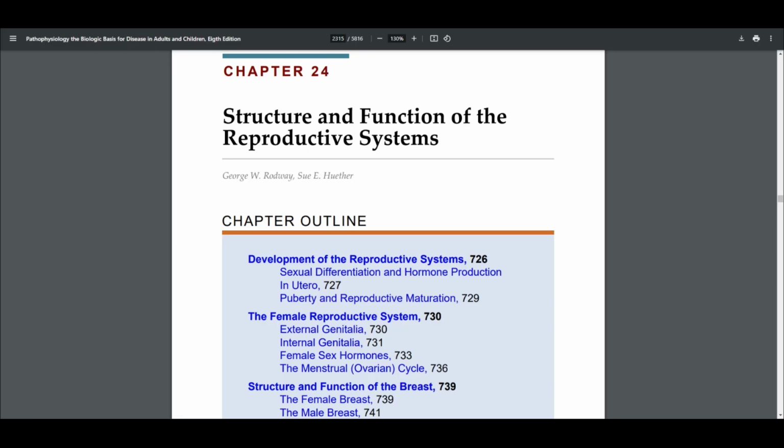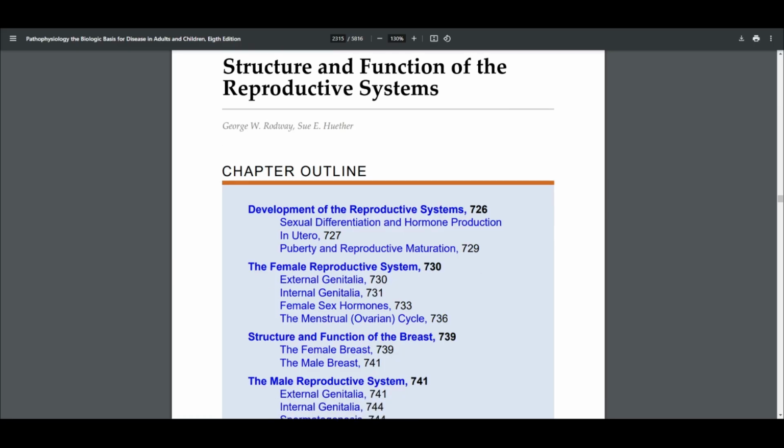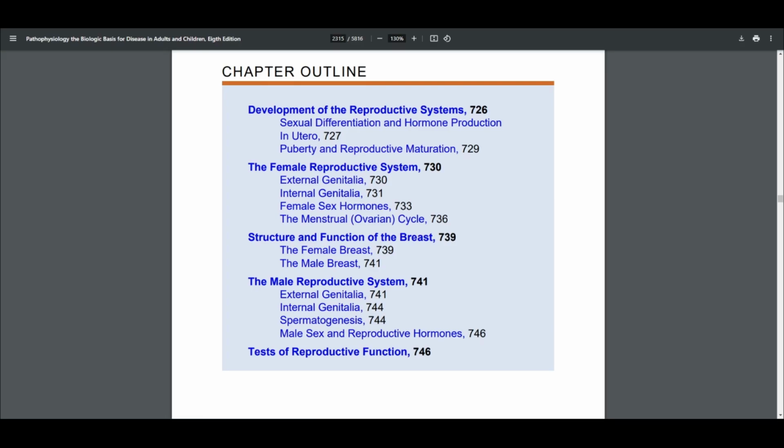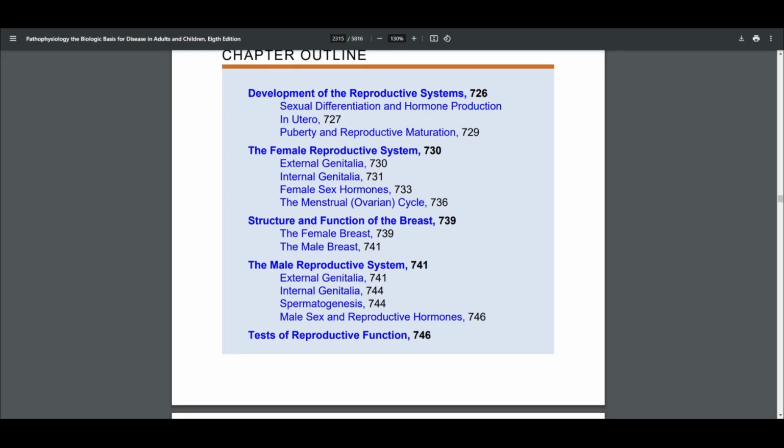Today we're talking about Chapter 24, Structure and Function of the Reproductive System. So we'll be reading the entirety of the chapter. I know it says not to, but you know what? Let's do it.